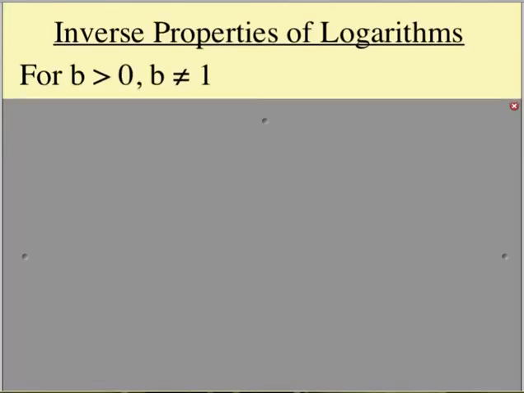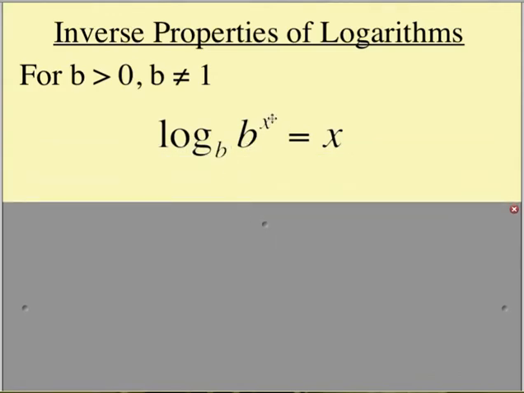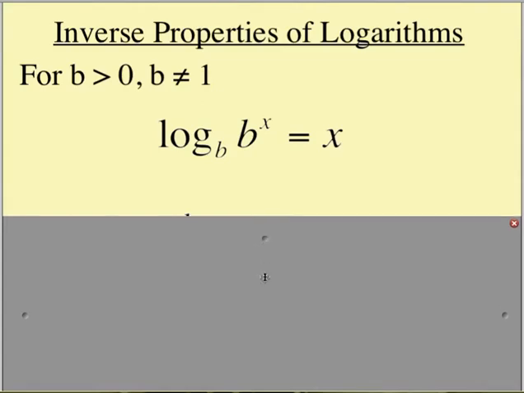If you go to the next page of your notes, it's talking about inverse properties of logarithms. Now, a logarithm is the inverse of an exponential function. So if you have x up in the exponent, the way to bring it down would be to apply a logarithm. The inverse property would be: if you had log base b of b to the x, that's simply just x. Because if you have log base b and you have b to the x, the log base b and the b cancel out and you're just left with the x. So logarithms and exponentials simplify and cancel one another out.